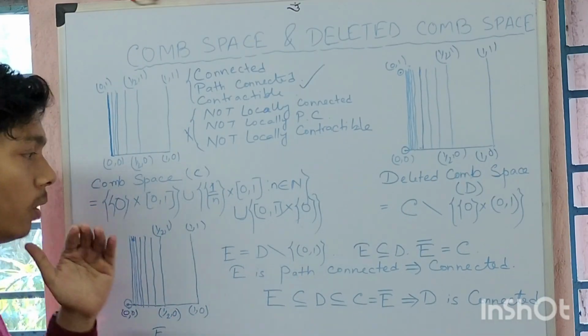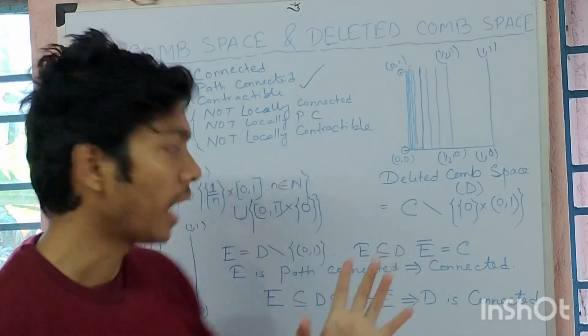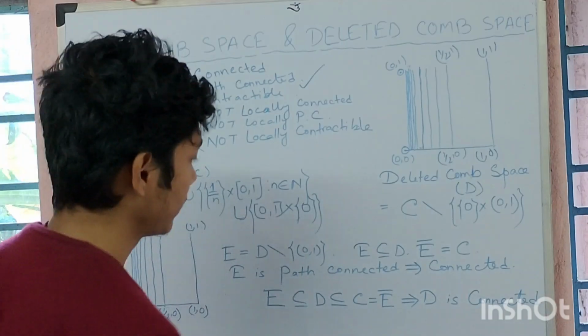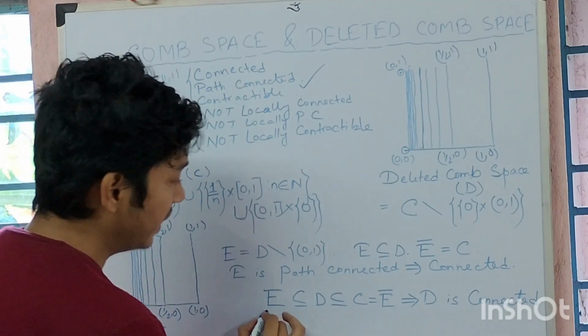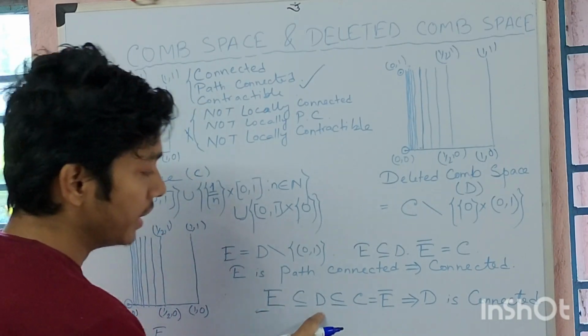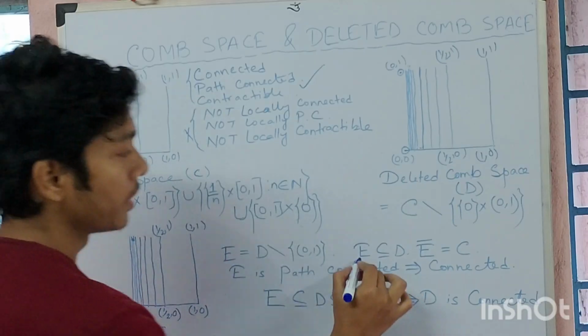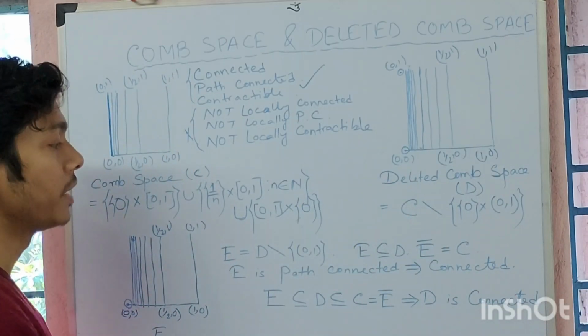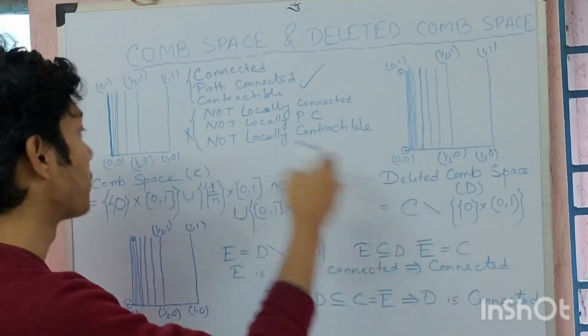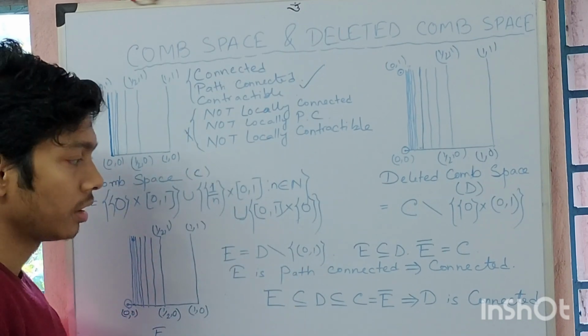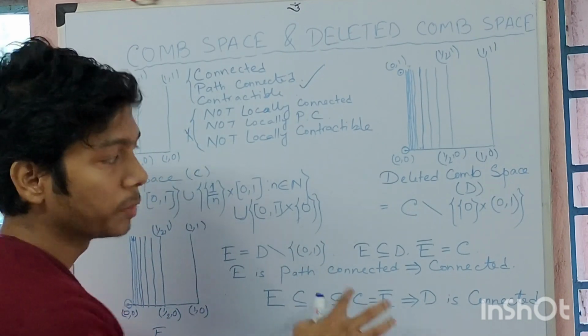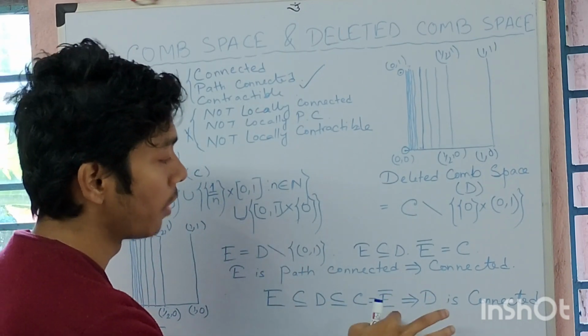Now to prove D is connected, look at this beautiful thing. This is a set E, and E is a subset of D, that is the deleted comb space, and the deleted comb space is also a subspace of the comb space. And what is the comb space? C is basically the closure of E.